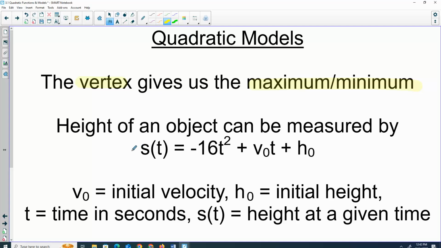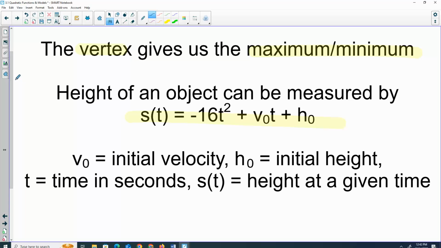One form that we will use a lot is this equation for the height of an object. You might have seen it in a science class before. I'm not going to make you ever memorize that formula. I would give it to you if you needed it. V sub 0 just means velocity at time 0, also called your initial or your starting velocity. H sub 0 is your height at time 0, or your starting height. T is your time in seconds. And then that whole thing, the S of t, gives you a height at a given point in time. So, I would never make you memorize that formula, but we should be able to use it in a problem.